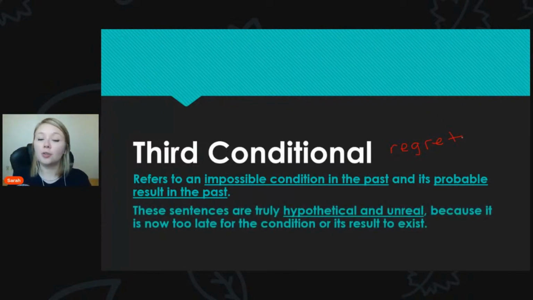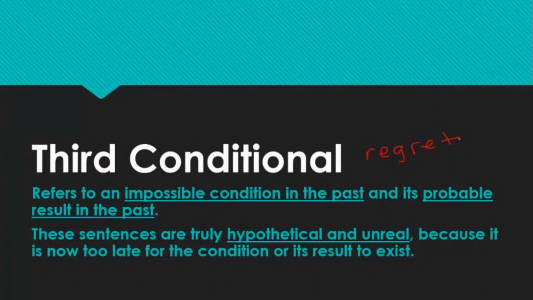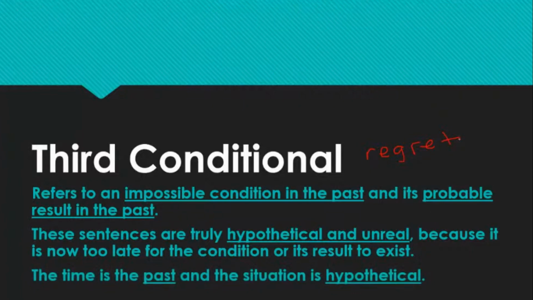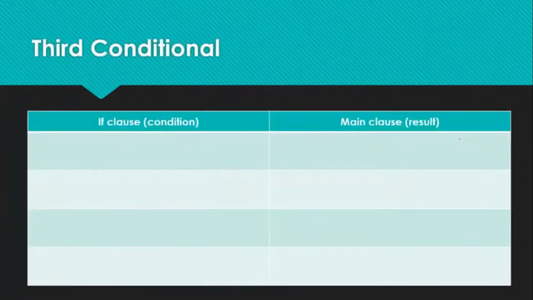These sentences are truly hypothetical and unreal because we can't change the past, right? In the second conditional, I'd say, oh, if I won the lottery, I would. That's hypothetical, but maybe one day I could win the lottery. Third conditional is totally unreal because it's all about the past and we cannot change the past. So the time is the past and the situation is hypothetical. So let's take a look at what this means.